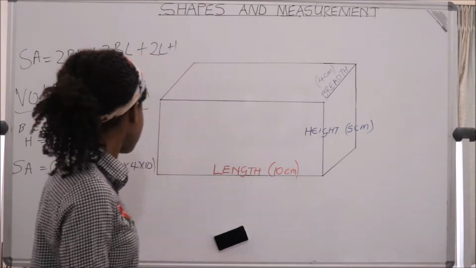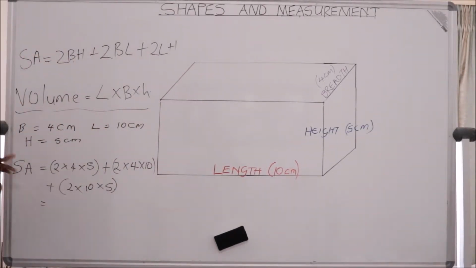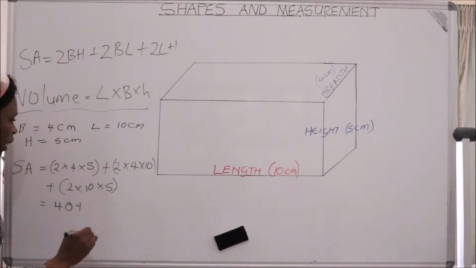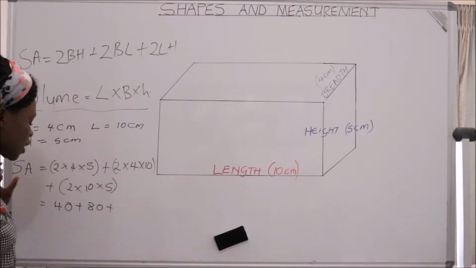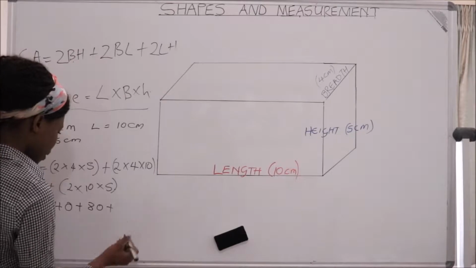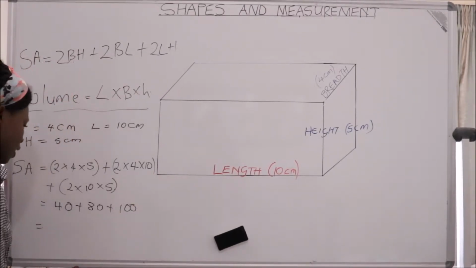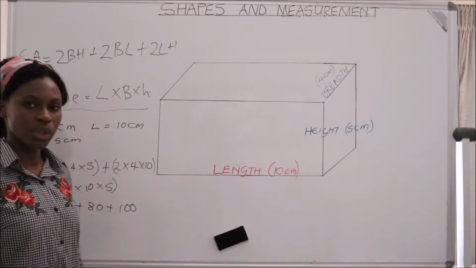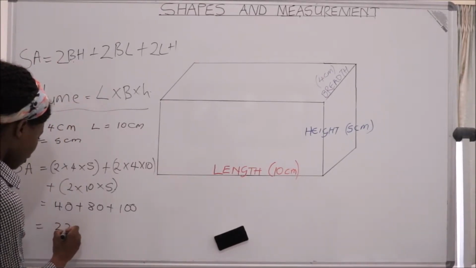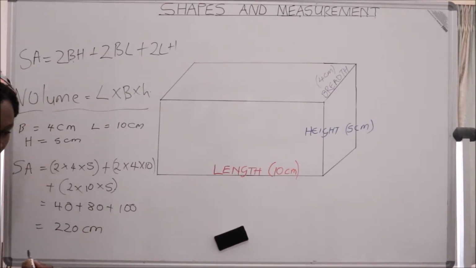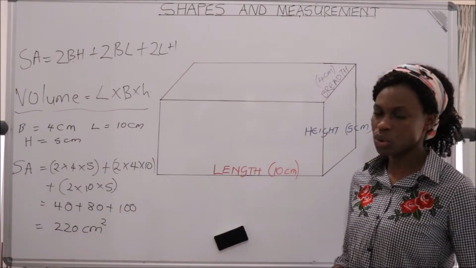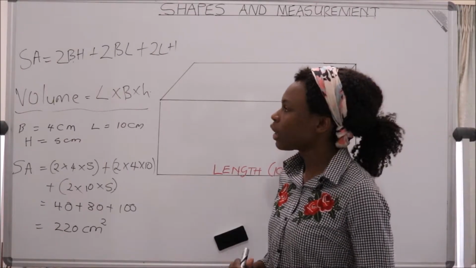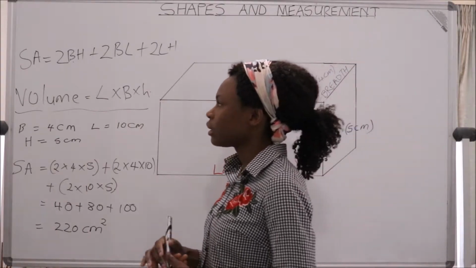Then here we have 2 multiplied by 4 multiplied by 5, of which 4 multiplied by 5 we know is 20, multiplied by 2, that means it will be 40. And then we know 4 multiplied by 10 is 40, multiplied by 2 again, it will be 80. And then 10 multiplied by 5, we know that's 50, multiplied by 2, that will give us 100. And after having that, we'll have 180 plus 40, which will give us 220. Here we have 220, and our SI unit, which is one thing that we shouldn't forget, is centimeters squared. So the surface area of this prism here is equal to 220 centimeters squared. All right, the first thing that you must always remember is to have your equation right.